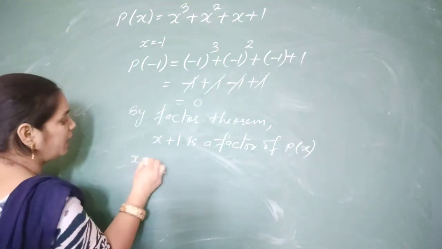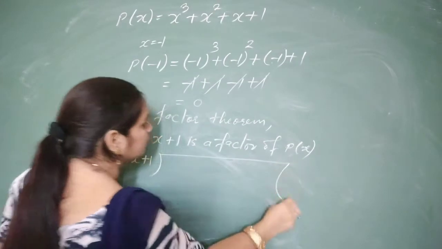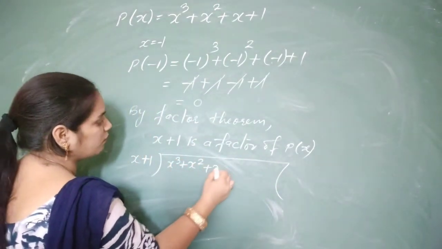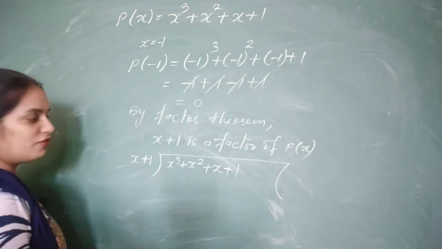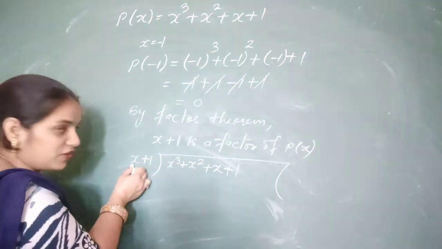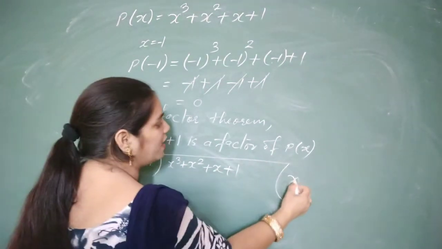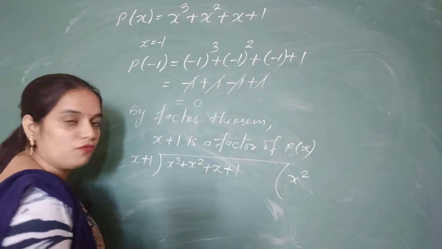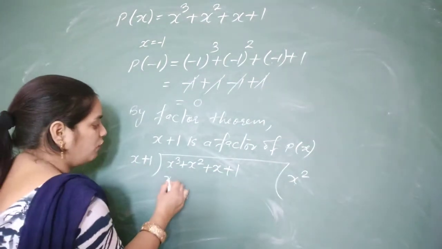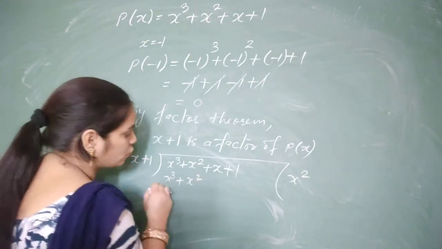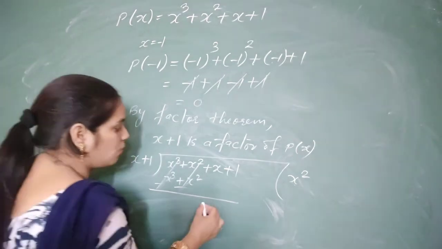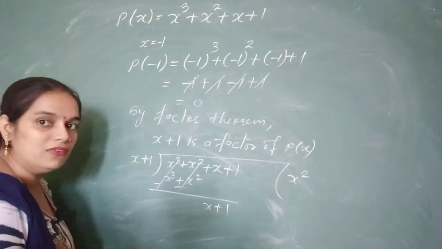So we will divide by the long division method x cube plus x square plus x plus 1. Firstly, we will divide the first term of our dividend by the first term of the divisor. We will get x square. Now we will multiply x square by x plus 1. We will get x cube plus x square. Now we will change the sign. These both terms will be cancelled out. The remaining result will be x plus 1.